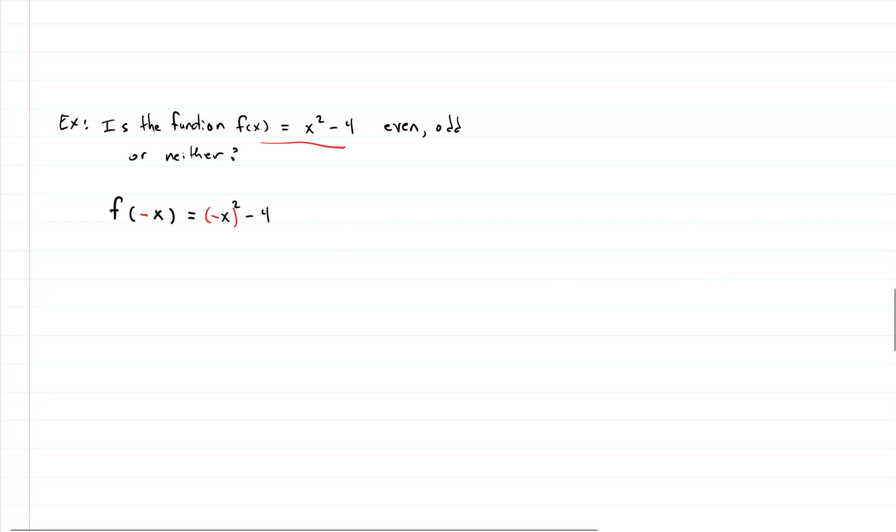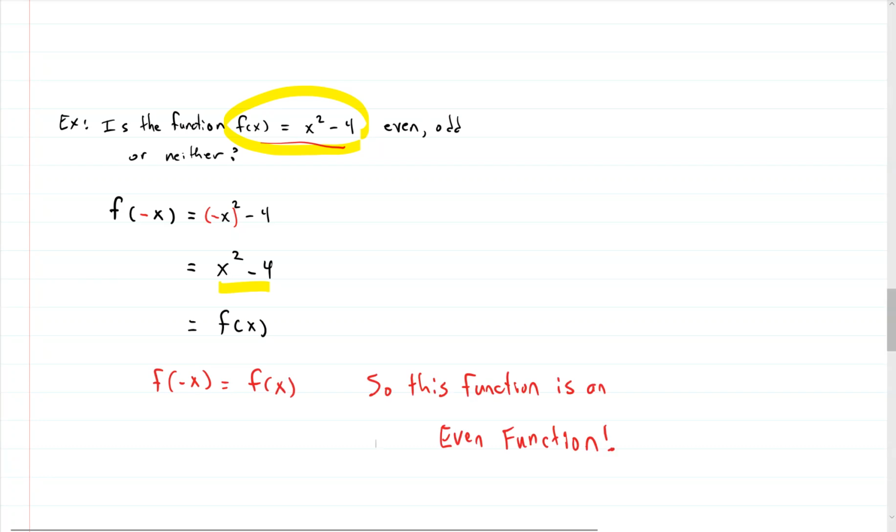And what does happen? Negative x quantity squared just gives us x squared, and the negative 4 stays the same. So what is that? Is that the exact same thing that we got back? It is, actually. That's the original function, right? Because the original function was x squared minus 4. That's exactly what we have, x squared minus 4. So we plugged in negative x, and we got back the original function. So this function we're dealing with, x squared minus 4, is an even function.